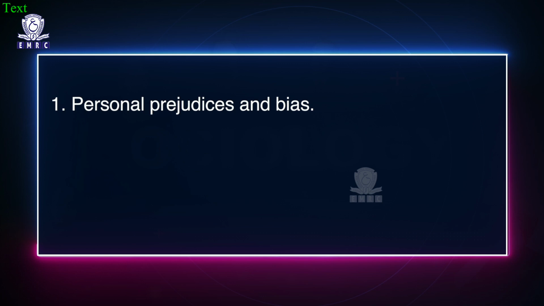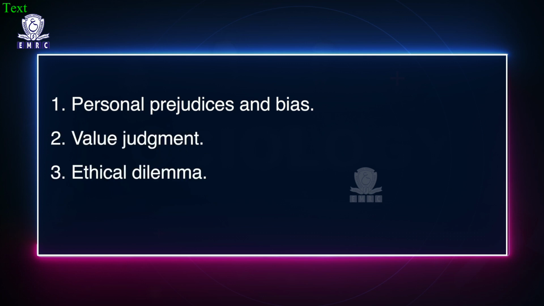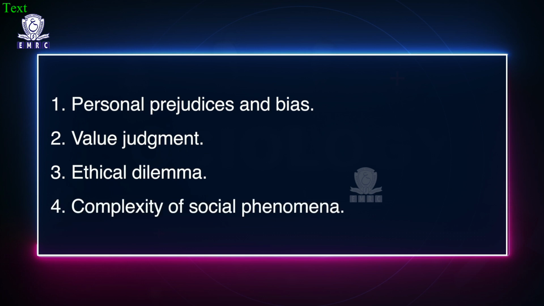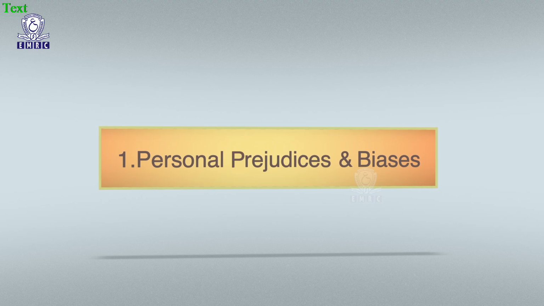Let us examine the factors affecting objectivity. In social science research, it is very difficult to achieve objectivity. This difficulty arises out of the adverse influences of: 1. Personal prejudices and bias, 2. Value judgment, 3. Ethical dilemma, and 4. Complexity of social phenomena.